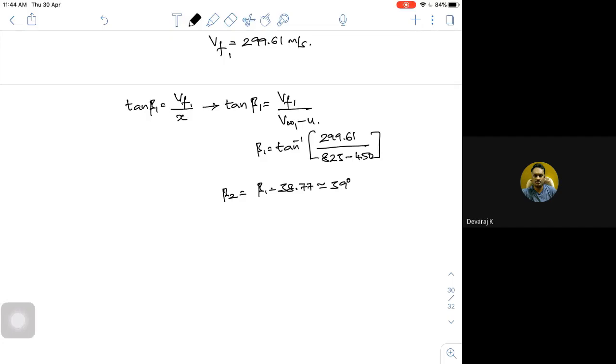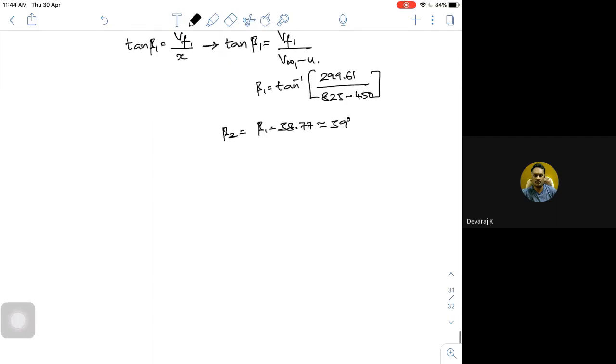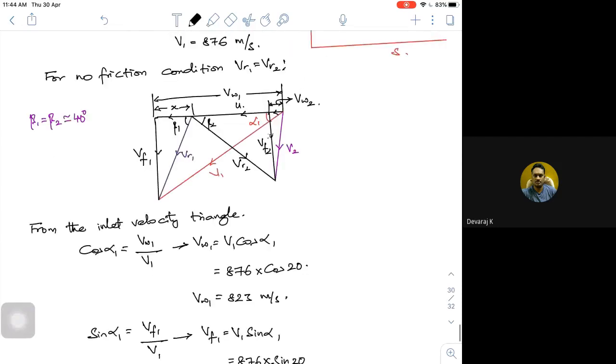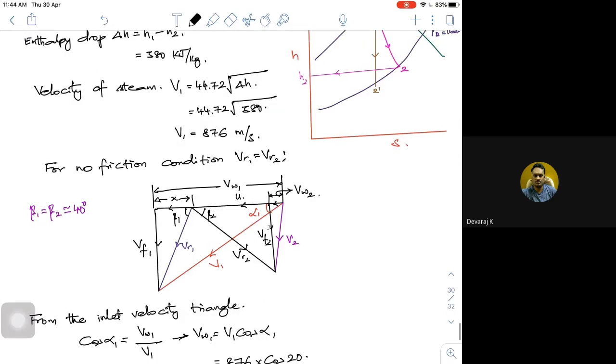So they asked only to find the corresponding thing. Either I can go with the theoretical one or I can go with the graphical one. So both ways are possible. But here, suppose they ask you to find the corresponding work done, suppose it's a specific work, specific work means W bar M, in this case it is VW1 minus VW2 into U, because you can see my VW1 and VW2 are in the same direction.